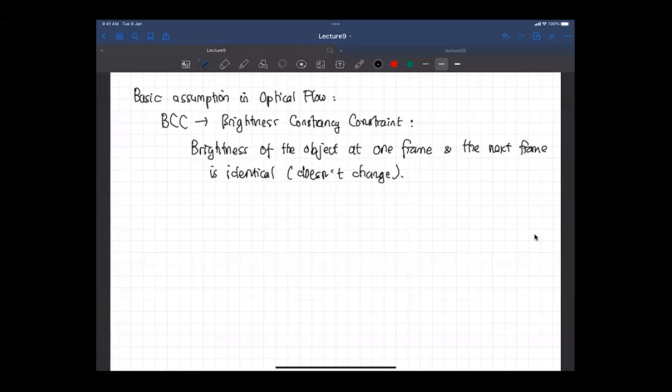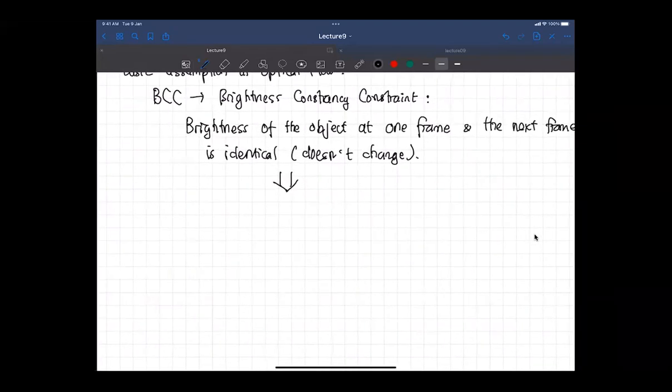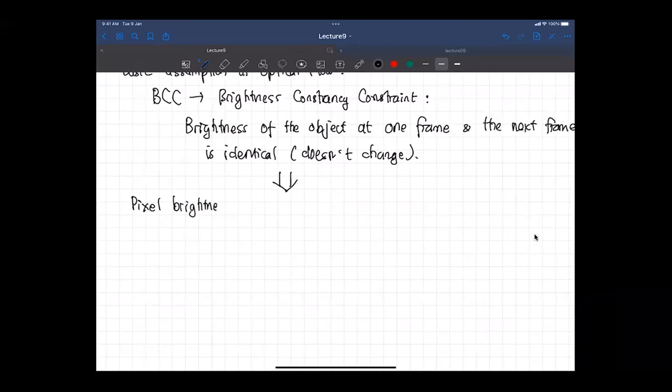Okay, so let's interpret this mathematically. Assume that the pixel brightness can be expressed as I(x, y, t). I is the intensity, in this case a grayscale pixel. x and y are the location coordinates in your image. And t represents the index of the frame. So if you have two images, then t equal to 1 and t equal to 2 next to it.